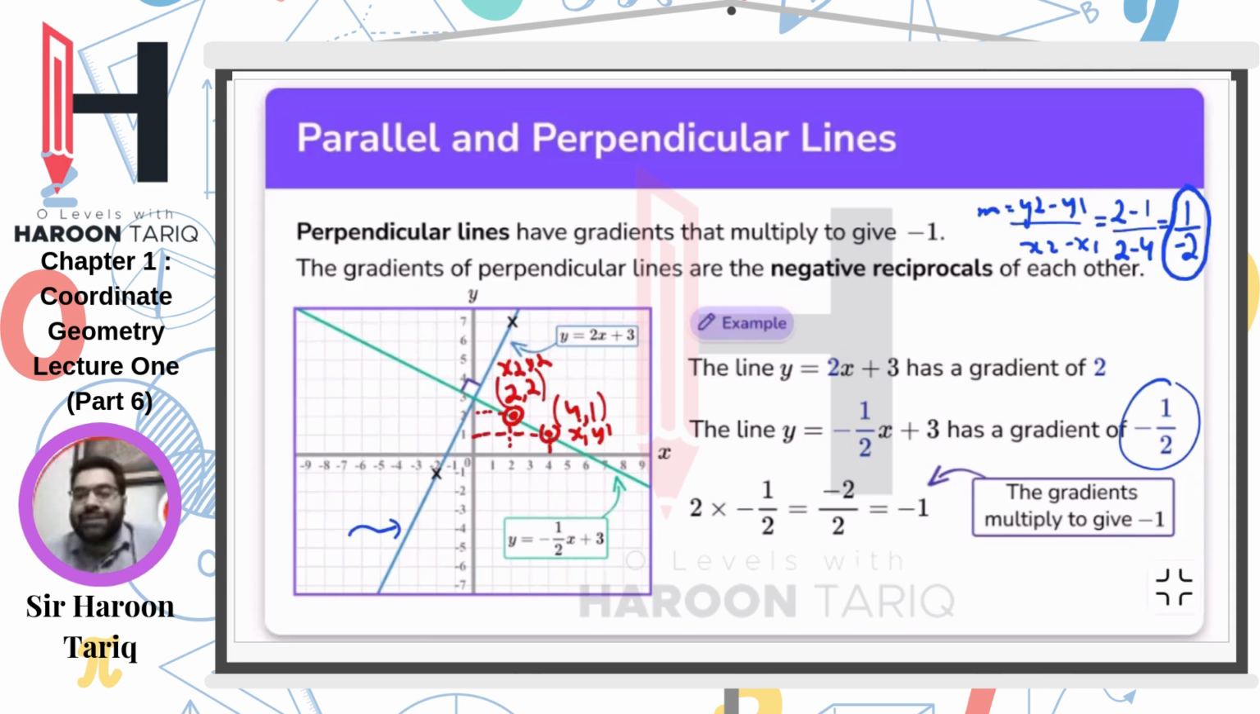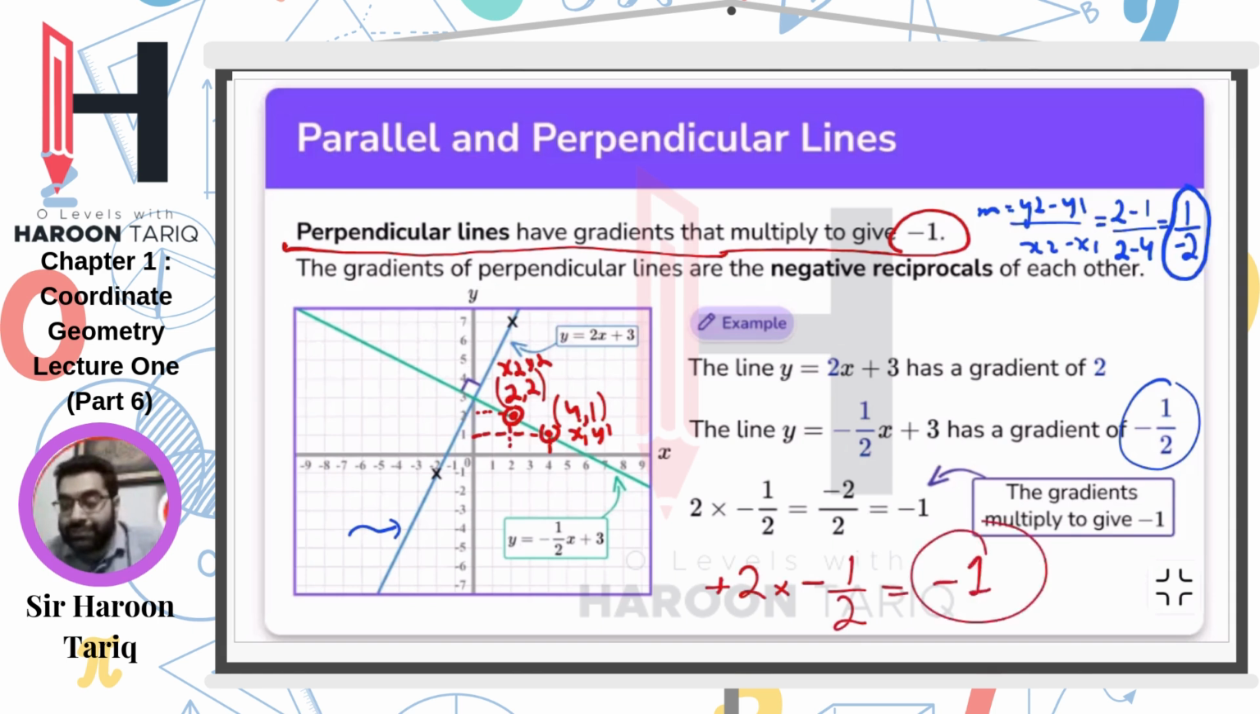So for perpendicular lines, the concept is if you know the gradient of one of these lines, just take negative reciprocal, you get the gradient of the other line. Okay, so don't get confused with this first point. What we mean here is when we multiply the gradients of the two. Here we have plus 2 multiplied by the perpendicular line. Its perpendicular line had a gradient of minus 1 by 2. When you multiply them, you should get minus 1 as your answer.